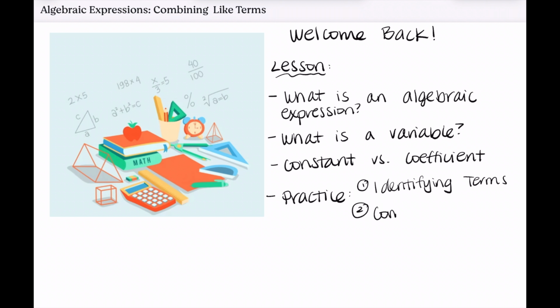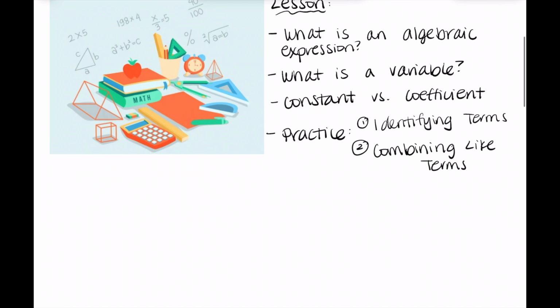Our practice section for today is going to be split into two parts. For the first part, we're going to practice identifying terms. And then for part two, we're going to practice combining like terms. But before we get into all of that, we first need to understand what is an algebraic expression.